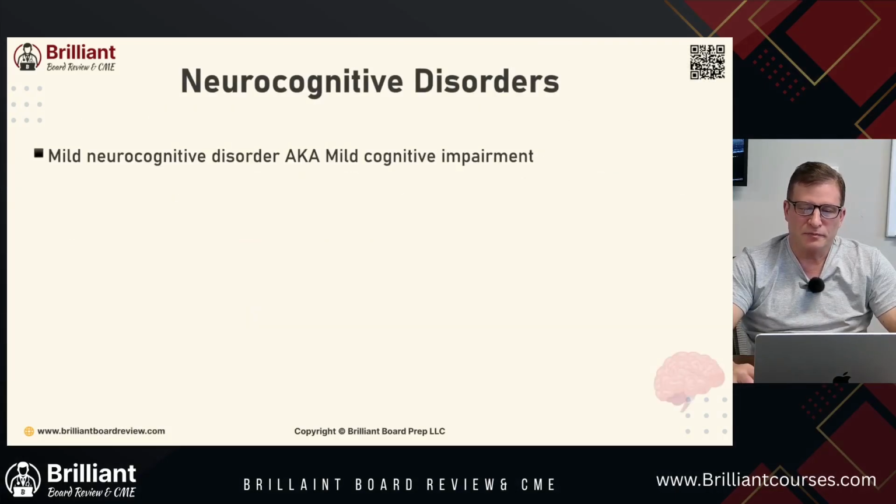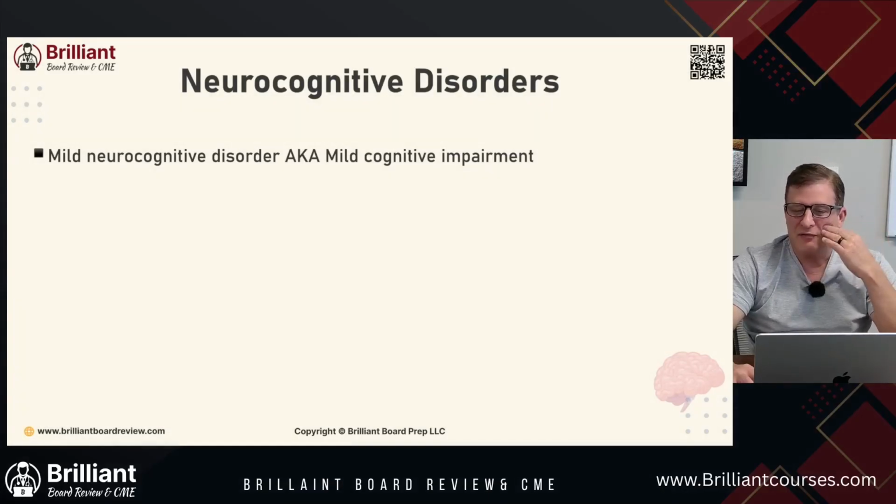Neurocognitive disorders: mild neurocognitive disorder, aka mild cognitive impairment. Mild cognitive disorder does not affect day-to-day function. They may need things to help them through the day. They need to get reminders on a phone.